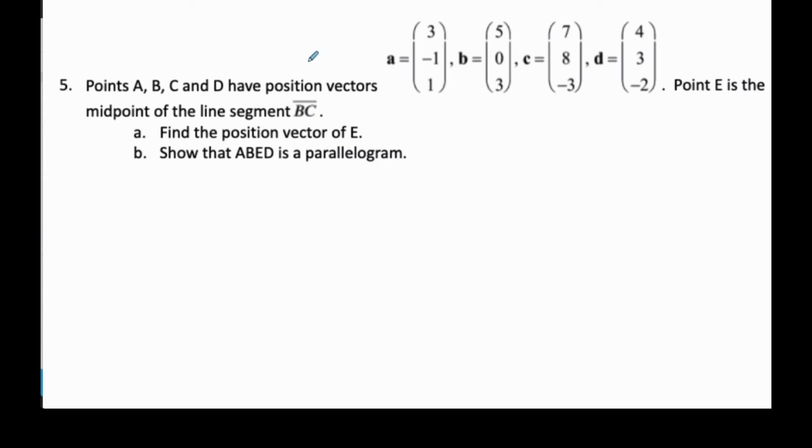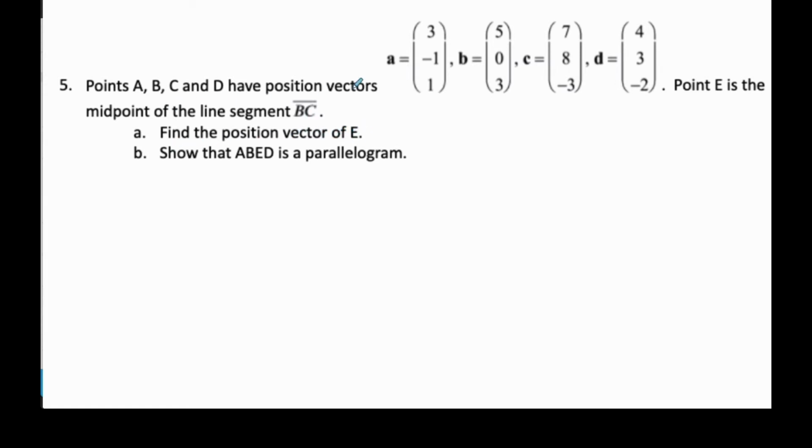Okay, Mr. Hops here, and we're still working on three-dimensional videos and geometry and algebra with them all together. So I have A, B, C, and D as position vectors. Point E is the midpoint of line segment BC. Find the position vector of E.